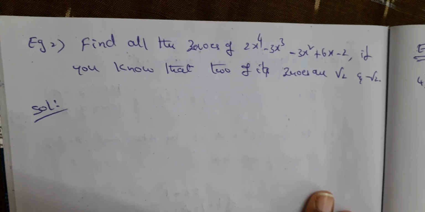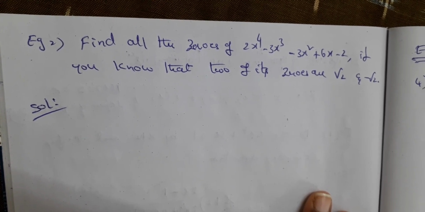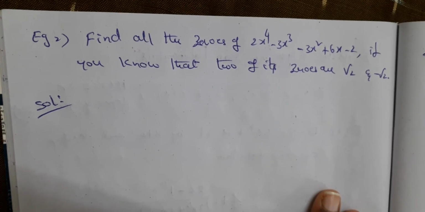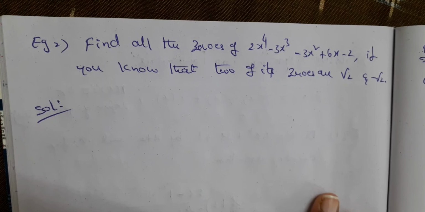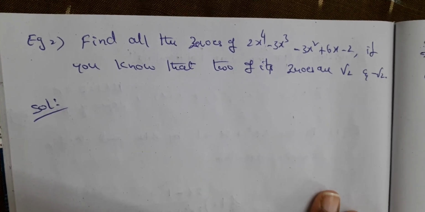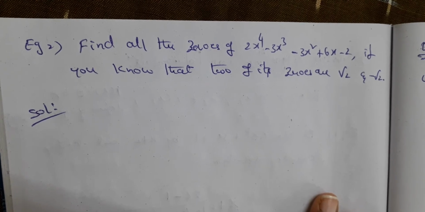The divisor is not given, g of x is not given. But in place of that, we are given some factors of it. So when we say zeros of the polynomial, those are the values of x for which the result is going to be 0, P of x is going to be 0.